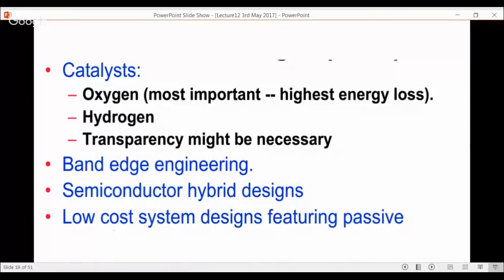Now what we have seen is the catalyst, the hydrogen, the oxides. It should evolve oxygen stoichiometrically, and the transparency of the semiconductor to the photons must be there. Band edge engineering, semiconductor hybrid systems, low cost design features.